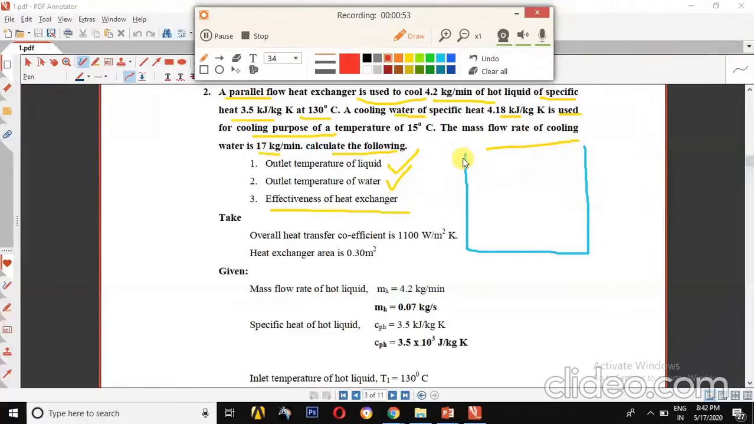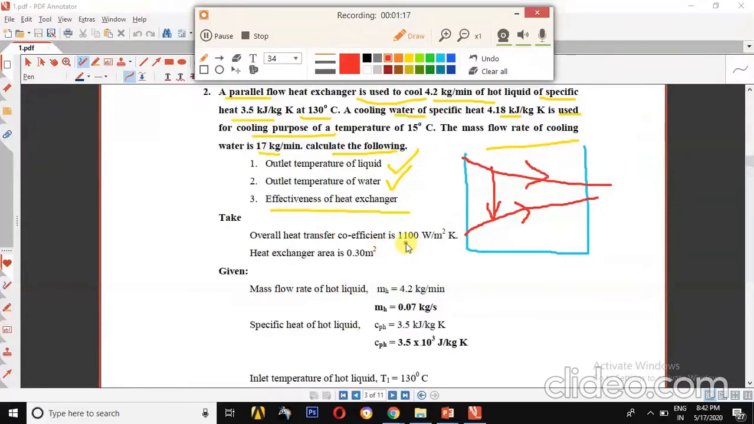Parallel flow heat exchanger: if both the fluids are flowing in the same direction, then it is called a parallel flow heat exchanger. Heat transfer takes place from hot fluid to the cold fluid. Therefore, the temperature of the cold fluid will increase, whereas the temperature of the hot fluid will decrease.